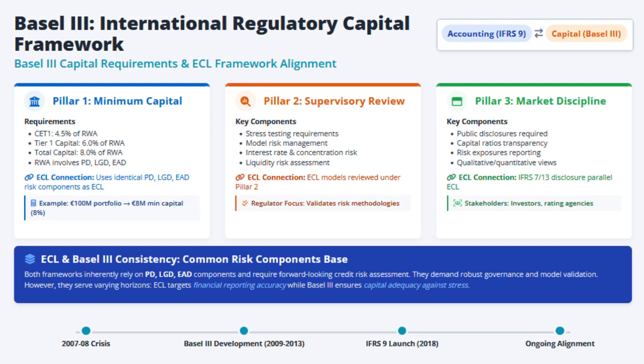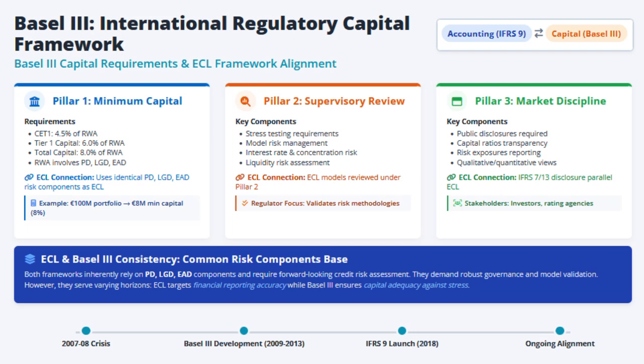But why does this matter? Because it creates consistency. Banks aren't calculating the credit risk one way for accounting purposes under IFRS 9 and a completely different way for regulatory capital under Basel III. The frameworks complement each other. Both use forward-looking credit risk assessments. Both require banks to continuously monitor and update their risk parameters. Both demand that banks have sophisticated data, models, and governance frameworks to support their calculations.